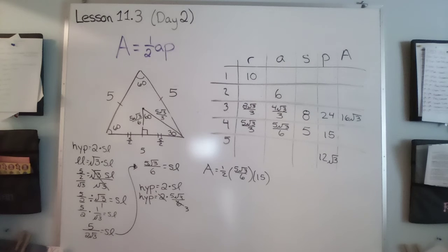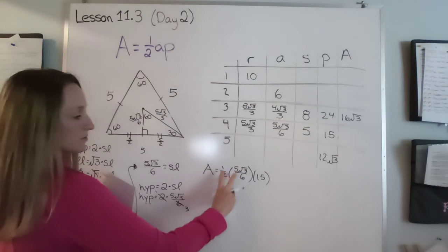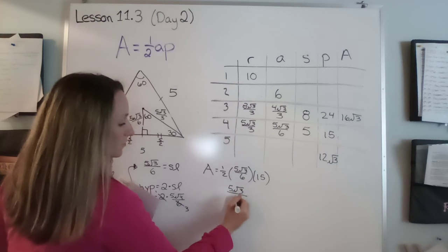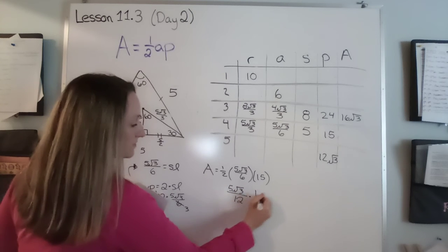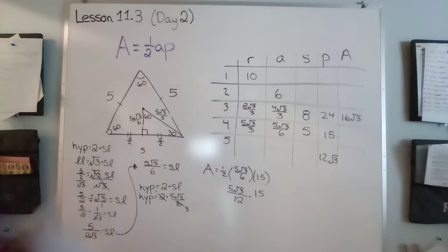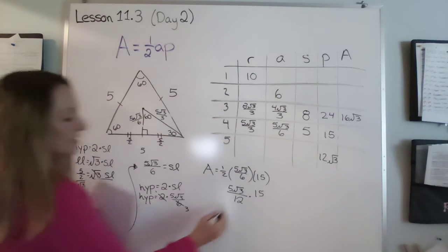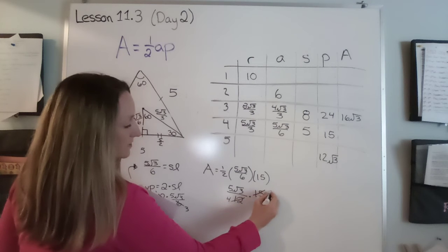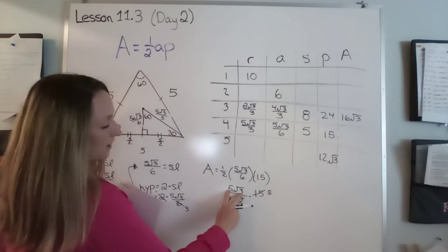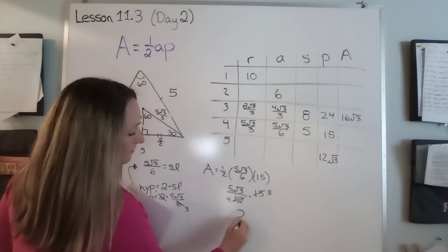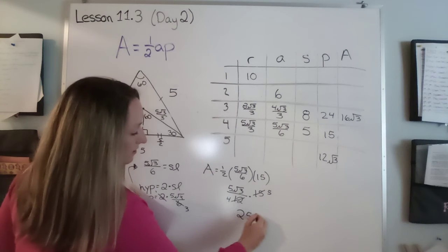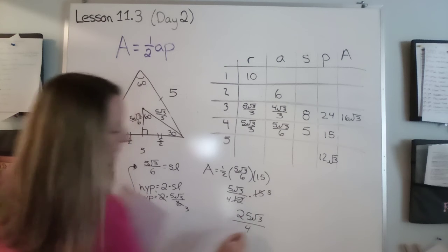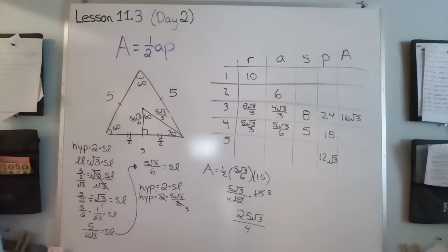Okay. You can multiply the fractions first if you want. Multiply numerators and denominators. So 5 root 3 over 12 times 15. Then I am going to cross simplify before I multiply. 3 goes into 12 4 times. 3 goes into 15 5 times. So it's 5 root 3 times 5. That's 25 root 3 over 4 times 1, which is 4. So it's 25 root 3 over 4.